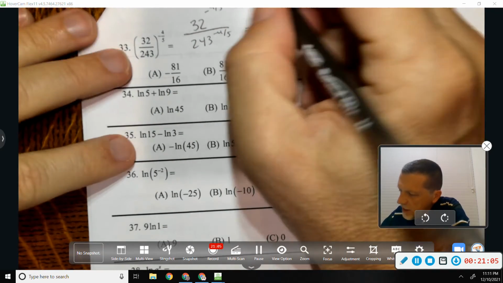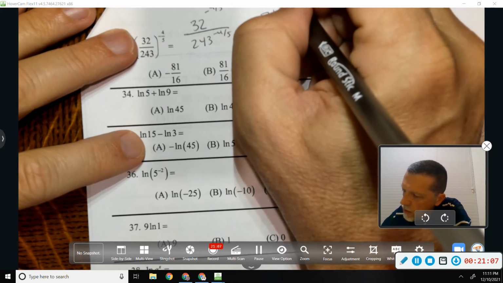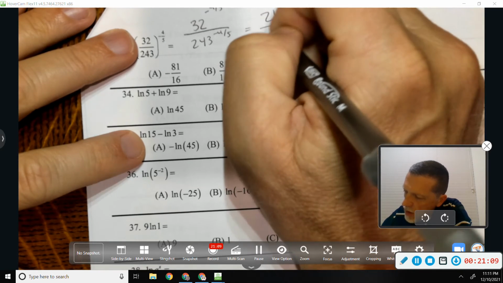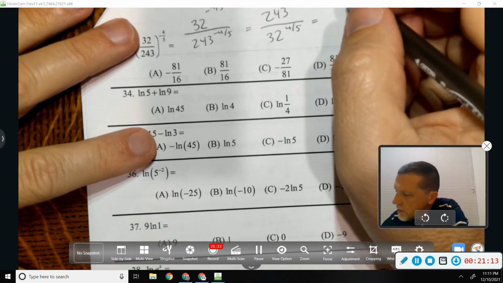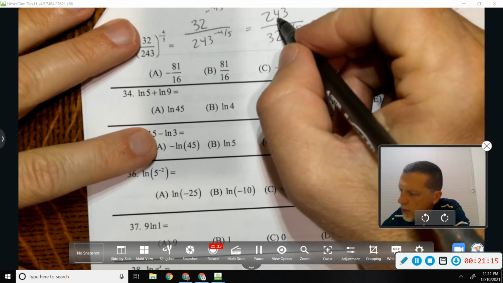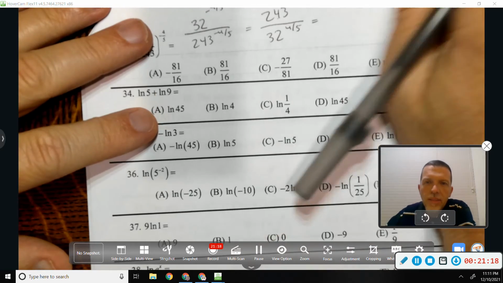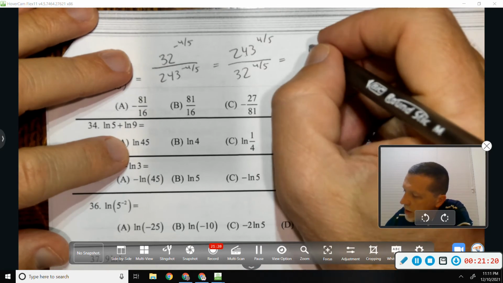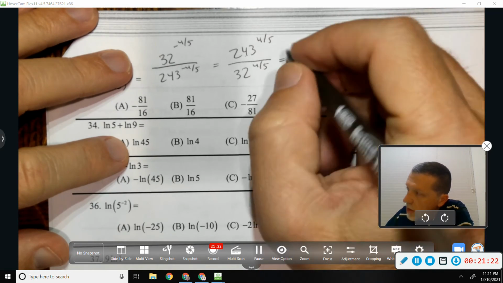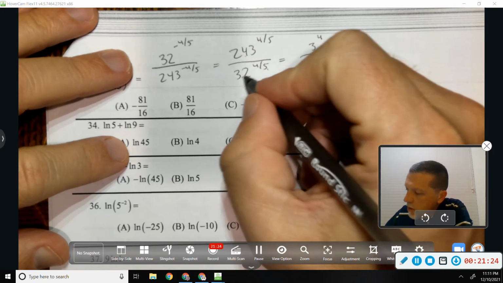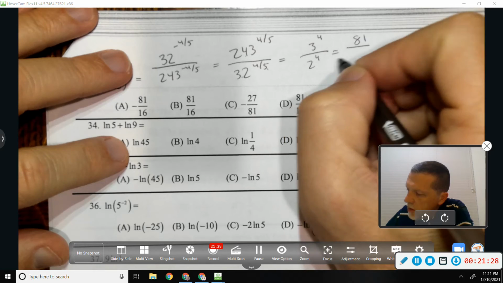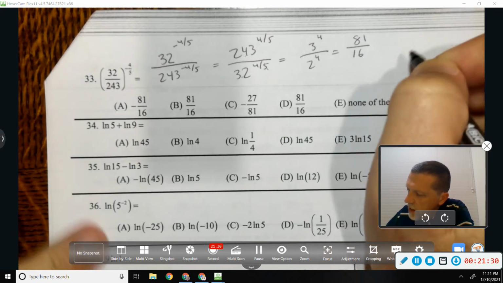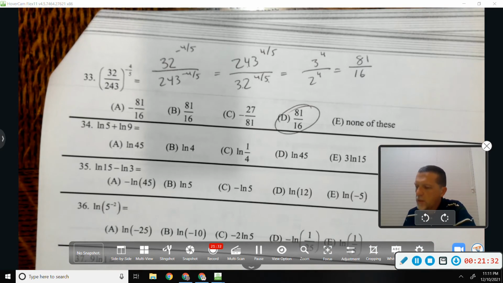Oh, let's see, I need to flip those. So 243 to the 4/5 in the top, 32 to the 4/5 in the bottom. Fifth root of 243, it's got to be 3, because there's nothing else we would ask you to do that with. 3 to the 4th. Fifth root of 32 is 2, 2 to the 4th. So that's 81 over 16. Answer choice D.